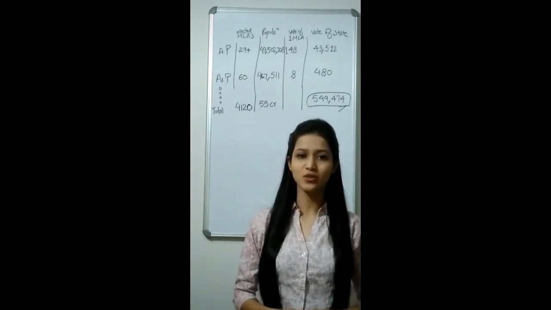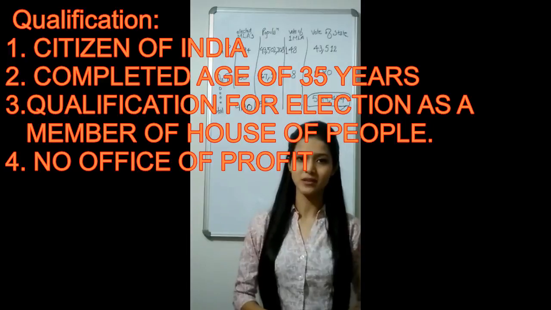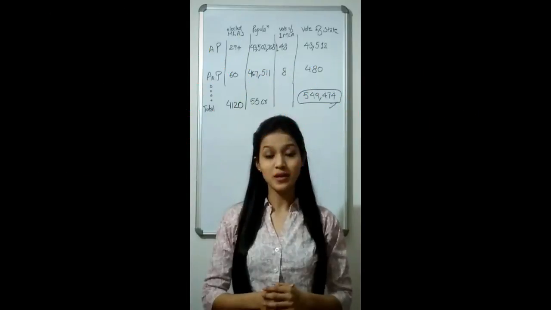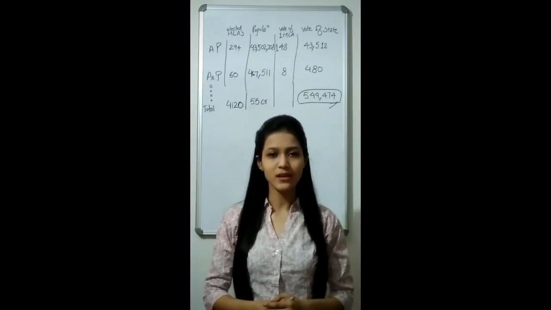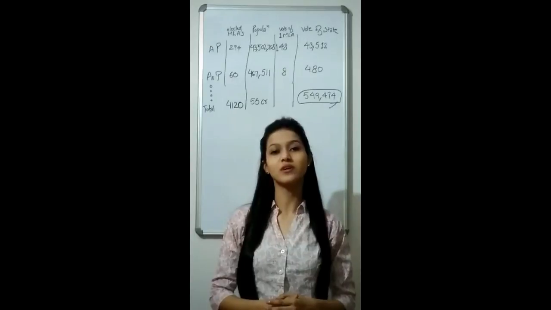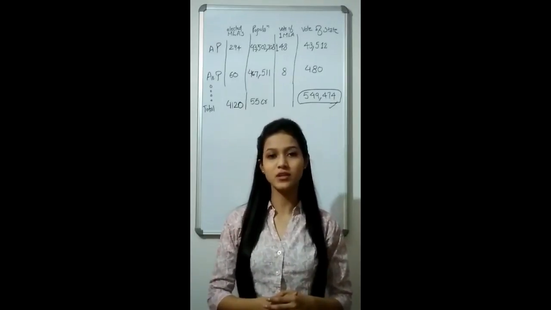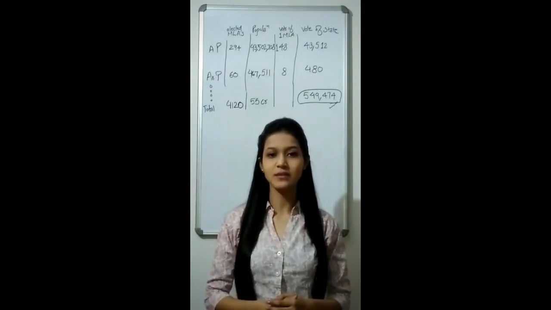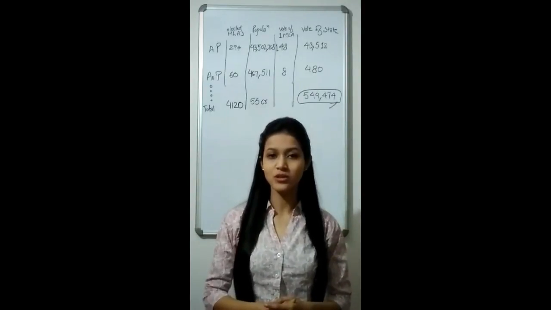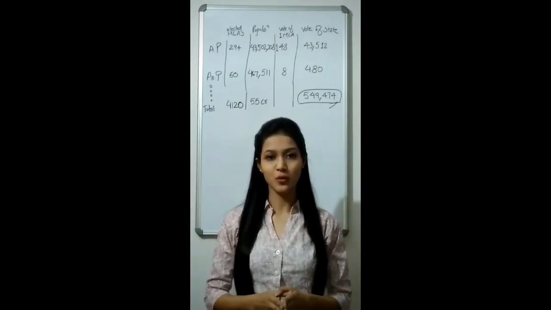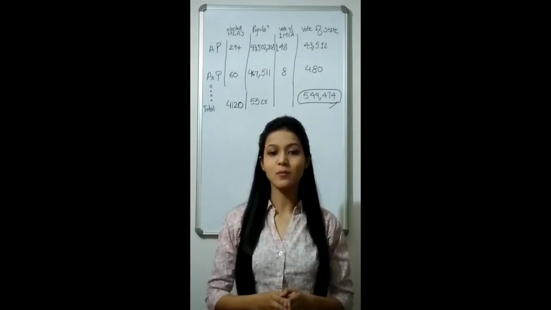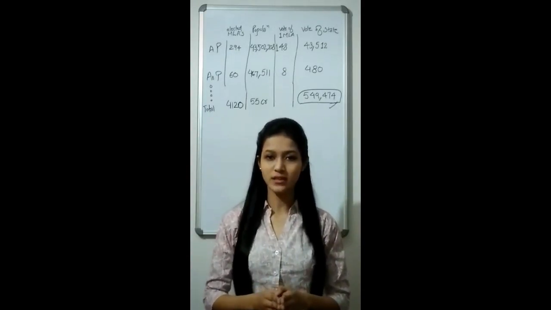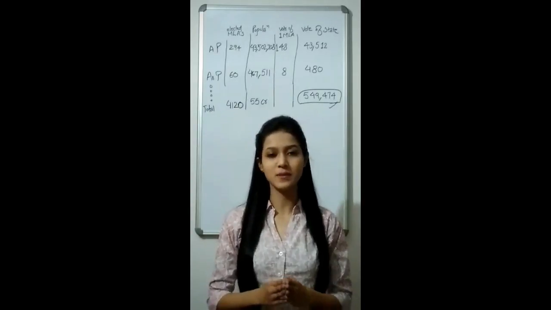Now, let us proceed to the qualification required to be a president. So, the first qualification required to be a president is that he must be a citizen of India. Secondly, he must have completed the age of 35 years. So, here the 35 years age is the minimum criteria. Thirdly, he must have qualified for election as a member of the House of the People. Fourth is that he holds no office of profit. If the candidate is a member of Parliament or the Legislative Assembly, he has to vacate that seat before he holds the office as president.